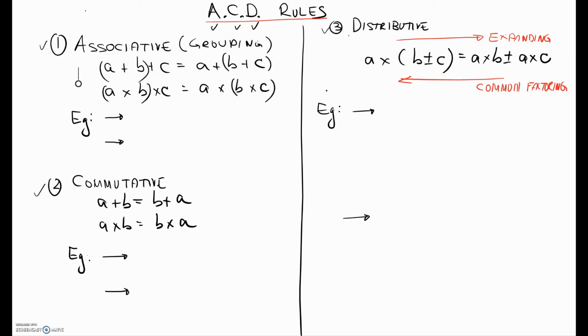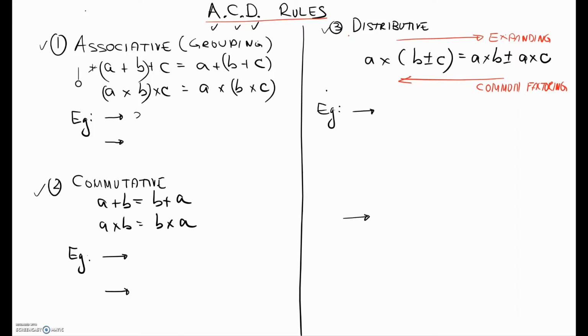Now what this says is that if you have three numbers adding or multiplying, then the grouping makes no difference. In other words, in this first case, if I add A to B first, then add C, it would be the same result as adding B plus C first, then adding A. The same goes for multiplication.